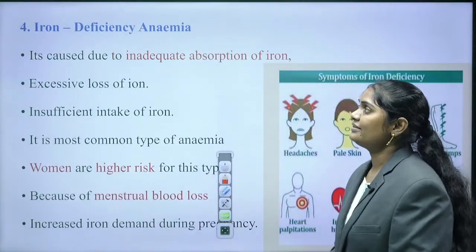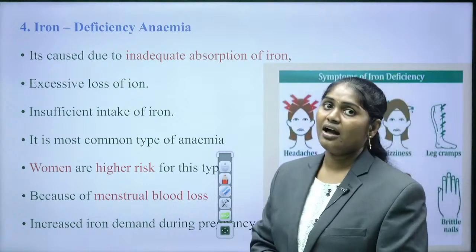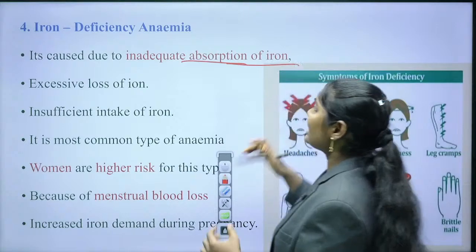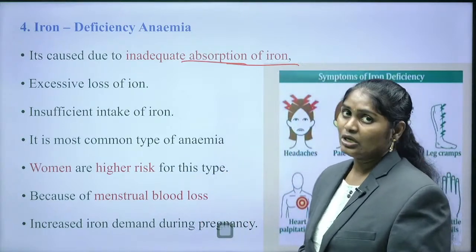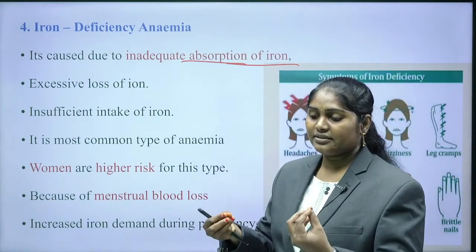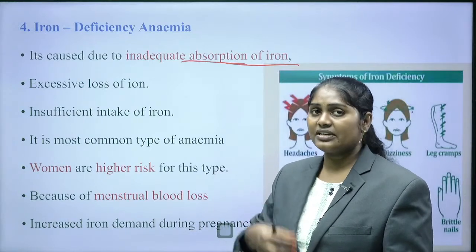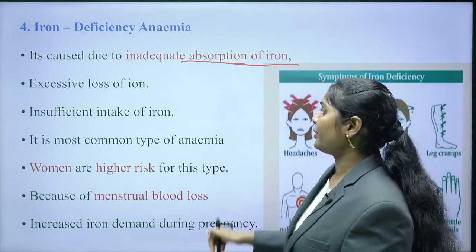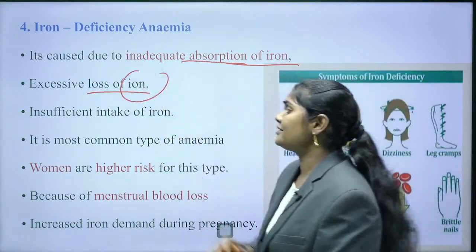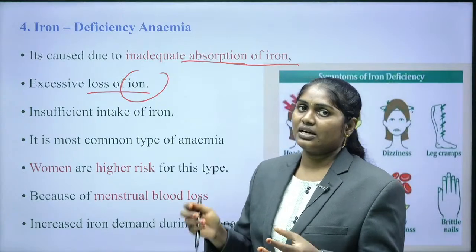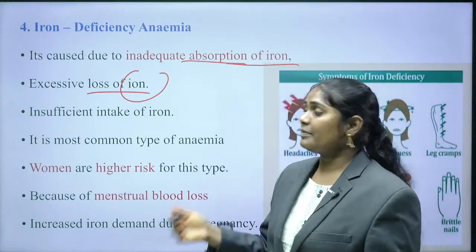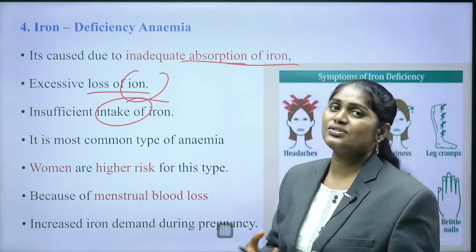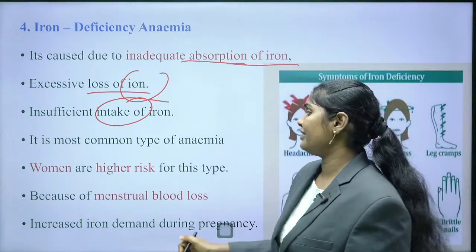So coming to the next one, that is iron deficiency anemia. This is caused by inadequate absorption of iron. Iron is not absorbed completely. Even though you are taking a proper diet, you are still not having proper absorption of iron. Excessive loss of iron is seen, and sometimes you don't have proper absorption, and the person is not taking the daily requirement of iron as well.